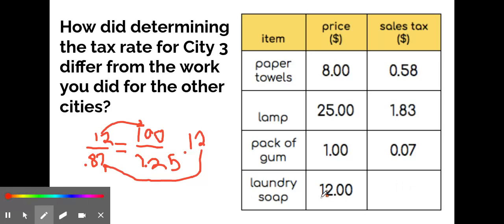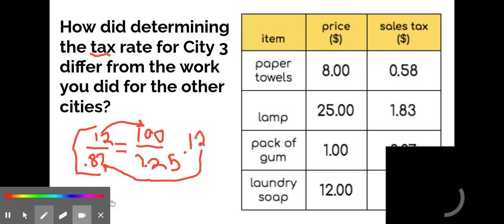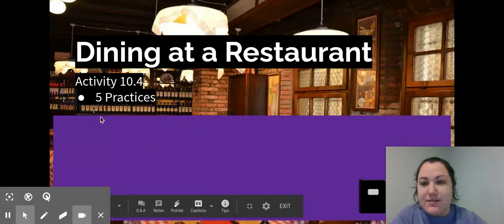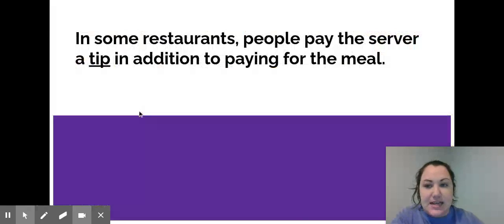Now, if we're thinking all together about how much that laundry soap is going to cost after sales tax, we would add these two, because remember, sales tax is an increase. Sales tax is always an increase. Okay. And that leads us to our final activity for this lesson, dining at a restaurant. So this is going to really apply to tips.